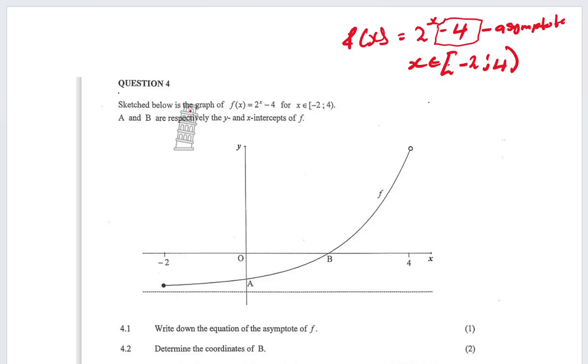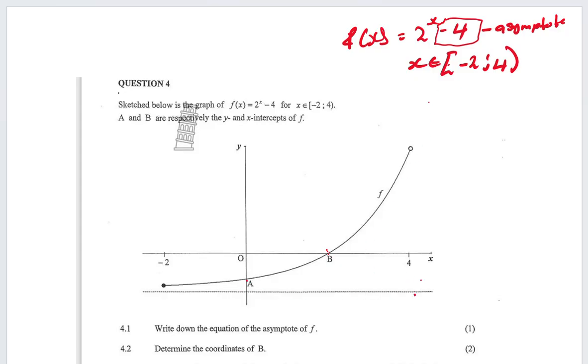Then they say A and B are respectively the y and x intercept of f. What do you know about the x-intercept? On the x-intercept, our y is equal to 0. And on the y-intercept, our x is equal to 0. So let's go and answer our question. Write down the equation of the asymptote of f. As indicated, the asymptote is y equals minus 4.